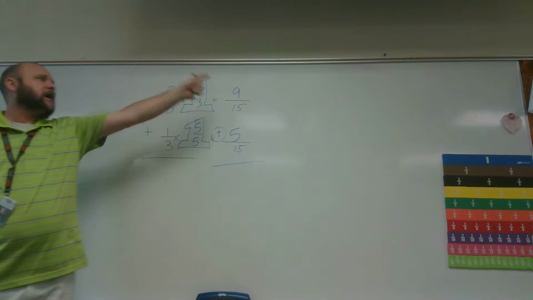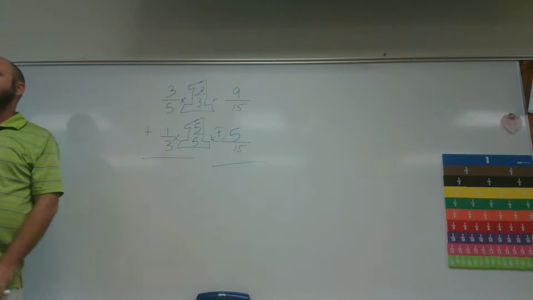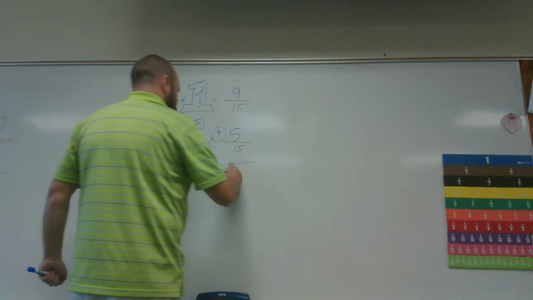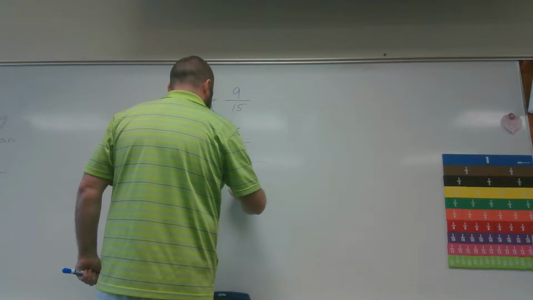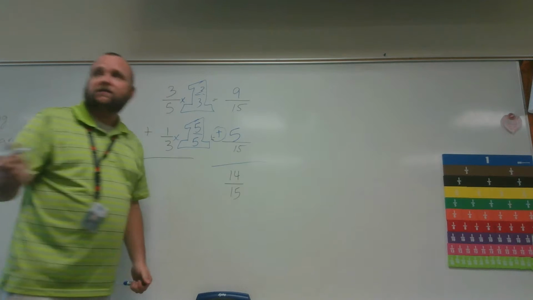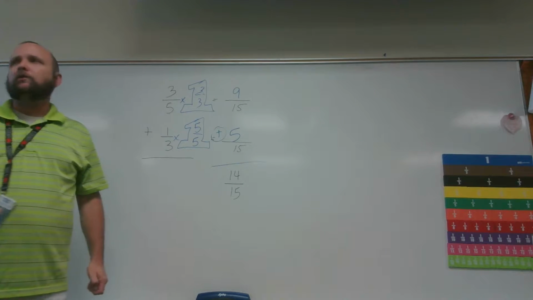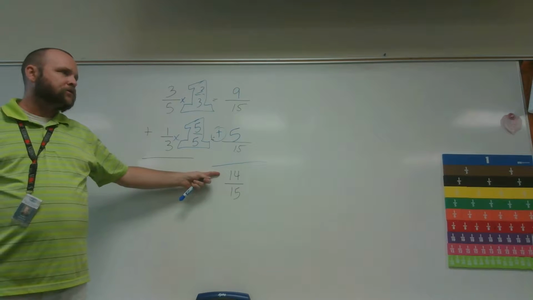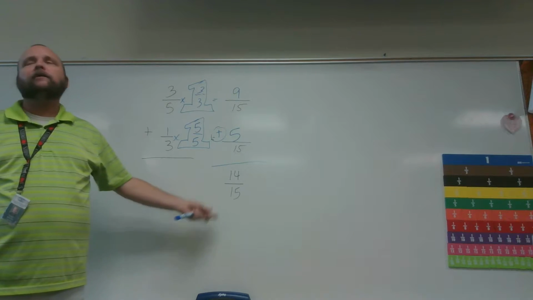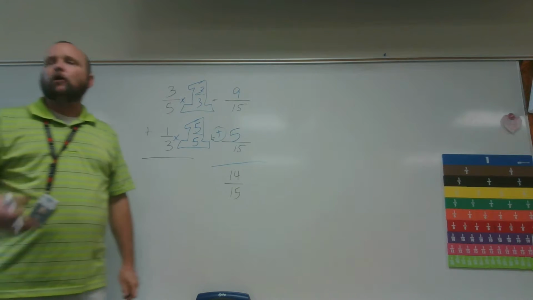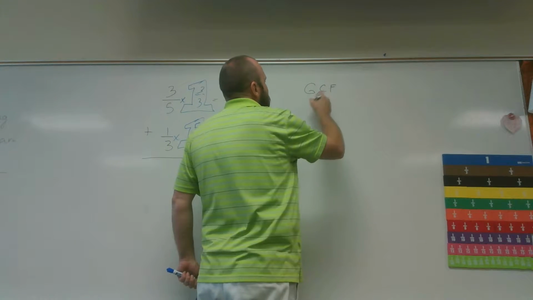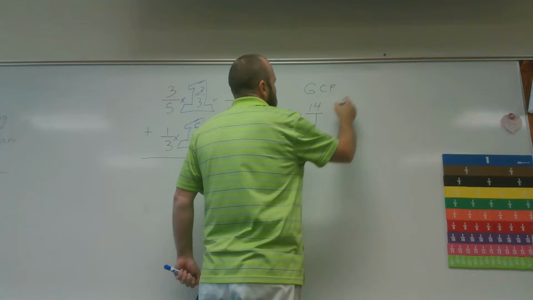Now, Ryan, we have 9 fifteenths plus 5 fifteenths is 14 fifteenths. And we have to see if we can simplify it. If the numerator is one less than the denominator, you're not going to be able to simplify it. But we'll go through all the steps to show.